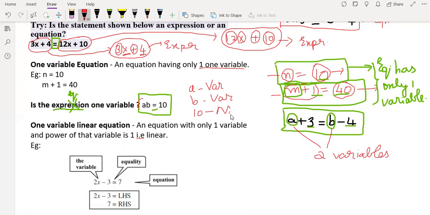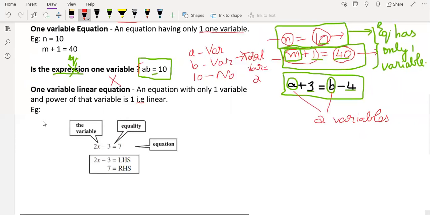So finally, in this equation, total variables equals 2. If total variables equals 1, it is called an equation with one variable. Since the total variables equals 2, it is called an equation with two variables. So hence, they're asking, is the equation one variable? No, it is not one variable. It is a two variable equation.